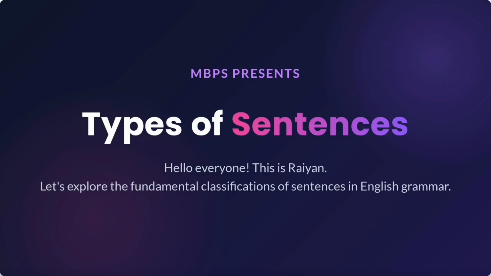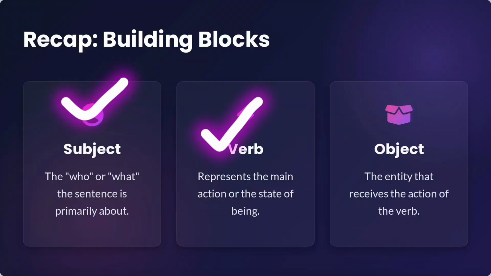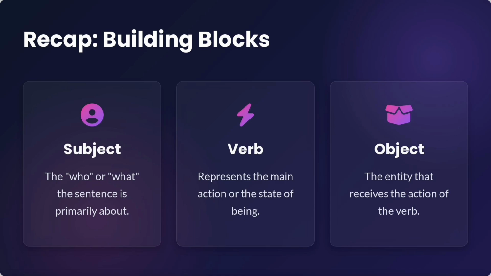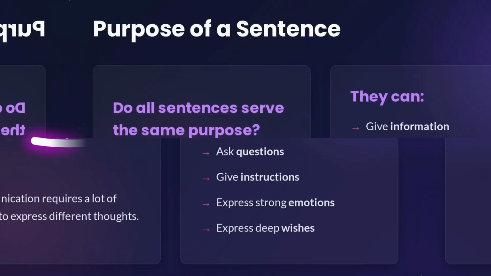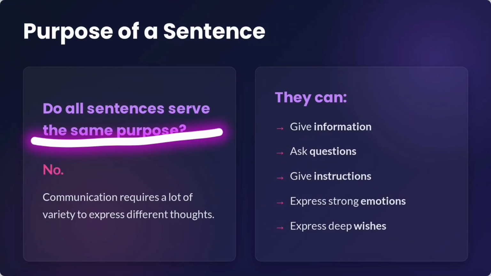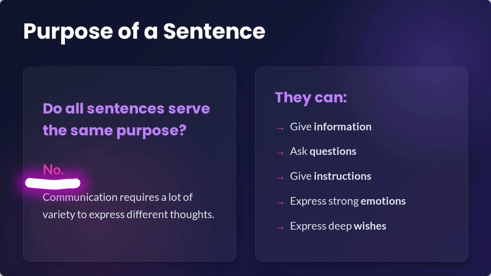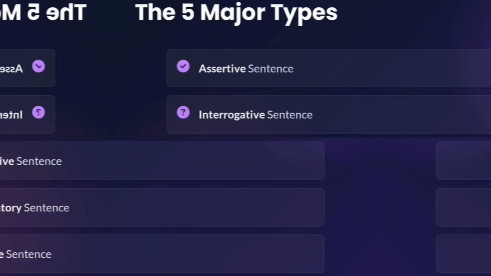So, hello everyone. In our previous lesson, we explored the basic building blocks of a sentence: subject, helping verb, main verb, and then object. Now, let's move one step further. Do all sentences serve the same purpose? No. Some sentences give information, some ask questions, some give instruction, some express emotion, and some express wishes. Therefore, sentences can be classified into different types.